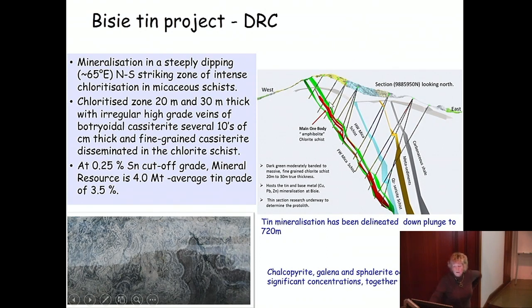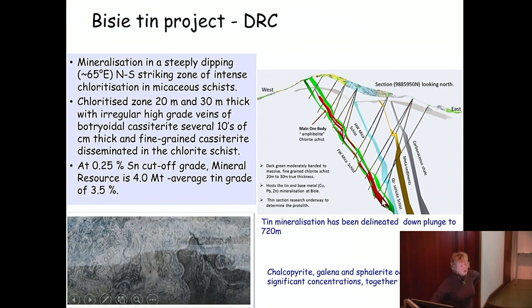scenario where you've got a very steeply dipping zone here with intense chloritization of micaceous schists. So you've got a carbonaceous shale, you've got metasediments, you've got a quartz sericite schist, and then this highly chloritized zone here, which is very rich in tin.